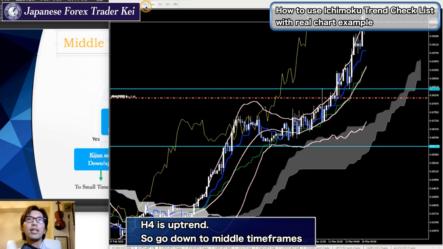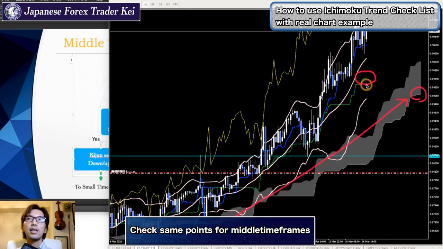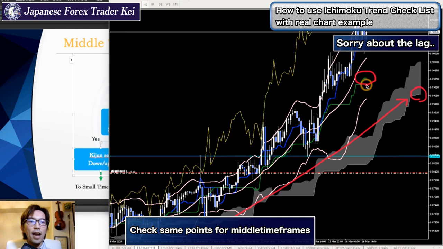uptrend. So when you see Senkou Span B is up, then look at the Kijun Sen, right? Look at the Kijun Sen. And right now, it looks like it's horizontal. Kijun Sen's horizontal. So in this case, we cannot confirm that in this 1-hour chart, this is an uptrend. So what we have to do is wait for this Kijun Sen to point upwards to look for the next buy chance. Right now, Kijun Sen's flat, so we cannot take this 1-hour to be an uptrend.